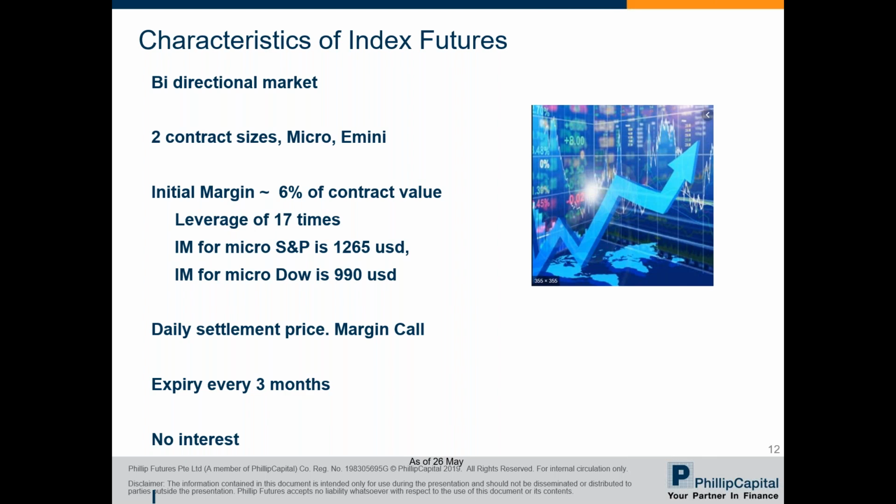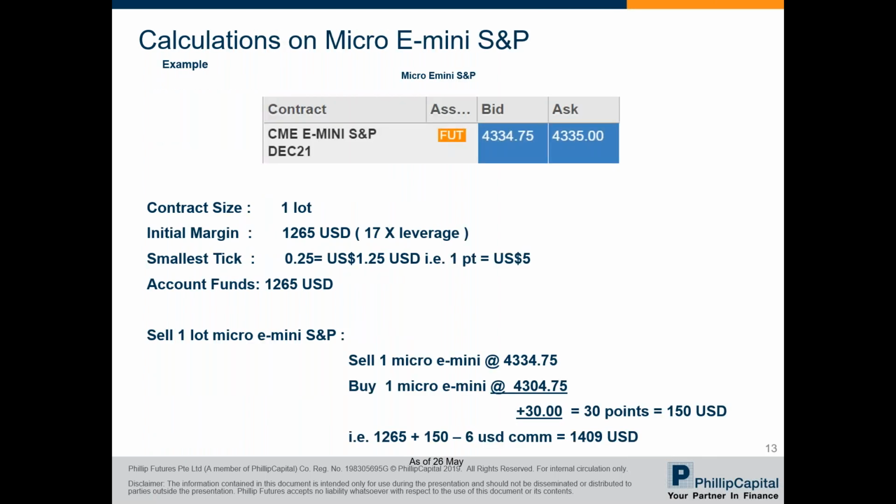All right, that's basically the quick glimpse of the characteristics of index futures. I hope you are following so far. We'll now move on to the actual calculations of the individual trades. Shown here is the example on micro E-mini S&P, and this is the December contract. The bid and ask price is shown here. As you can see, 4,334.75 versus 4,335 even. This is a spread between bid and ask of 0.25, which is the smallest tick.